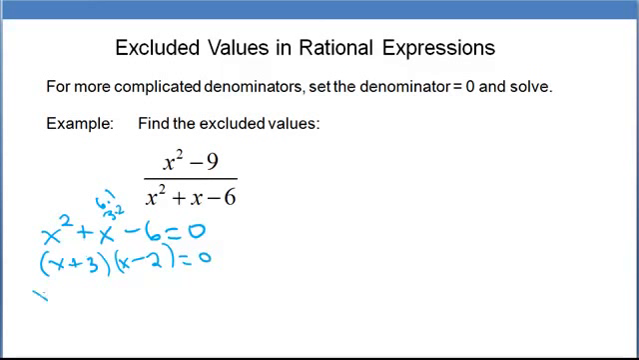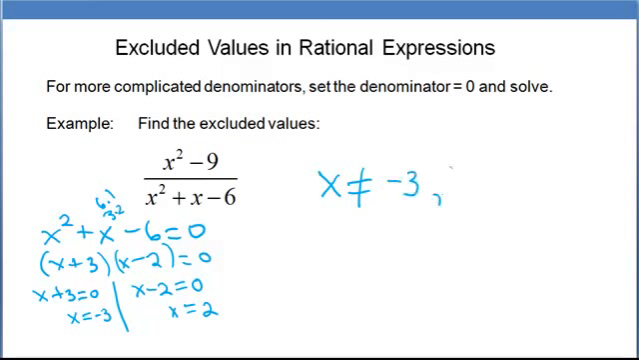Now use your zero product law. So x plus 3 equals 0, or x minus 2 equals 0. Then solve. x equals negative 3, and here add your 2. x equals 2. Remember what you were doing though. Don't get so bogged down in this that you forget. You were trying to find what to throw away, because these values would make the denominator 0 and make the problem undefined. So these are our excluded values. So x cannot be negative 3 and 2.